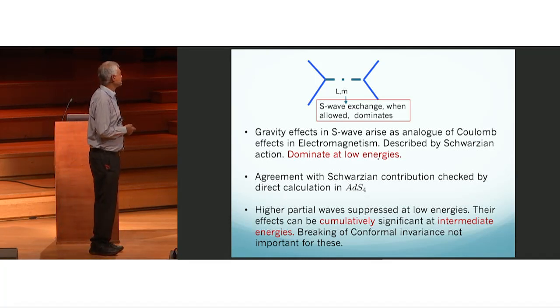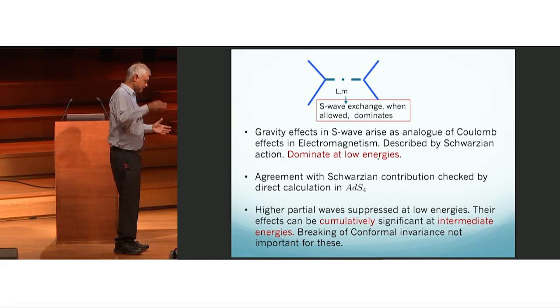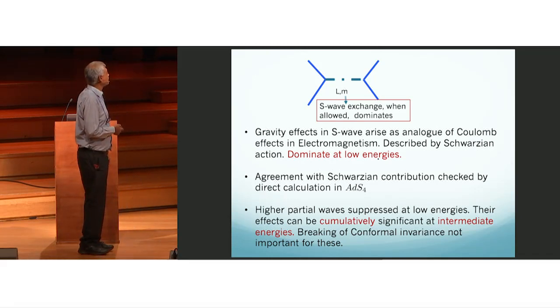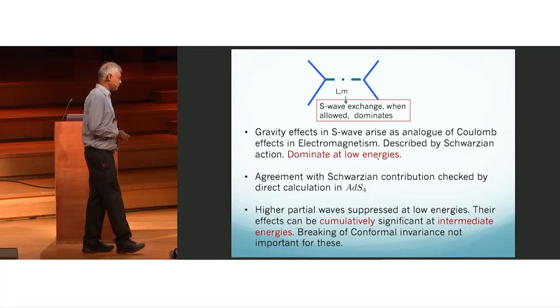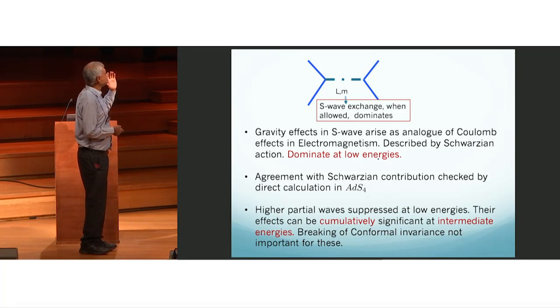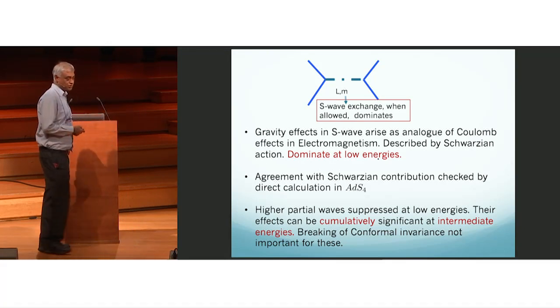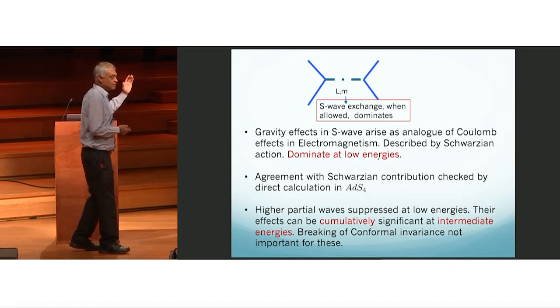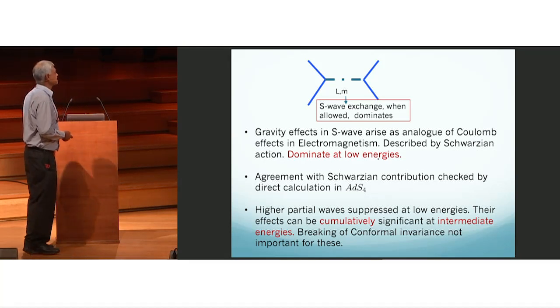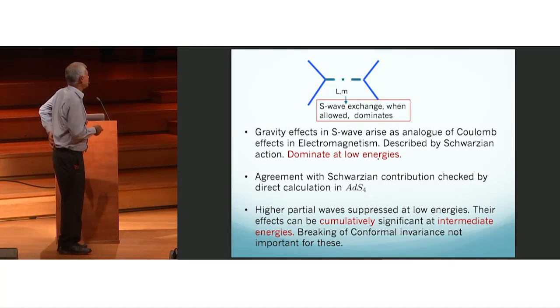at low energies. You can check this by, for example, in the asymptotic AdS-4 case, directly computing a four-point function using the standard rules of AdS/CFT at the AdS-4 screen, and then taking its low energy limit, and you get an answer which exactly agrees with the Schwarzian action. Again, once you identify the various parameters of the JT model with the higher dimensional system, like I was doing for the thermodynamics.